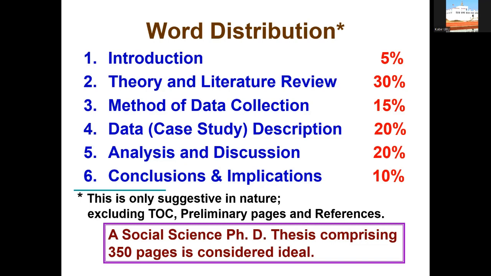So how can we distribute it? For the introduction part, there are only 500 words of the whole thesis. For theory and literature review, there is 30%. For the method of data collection, there are 1500 words, 15% of the total thesis, which we can use for the research methodology, that is, which type of data a research scholar is going to adopt.